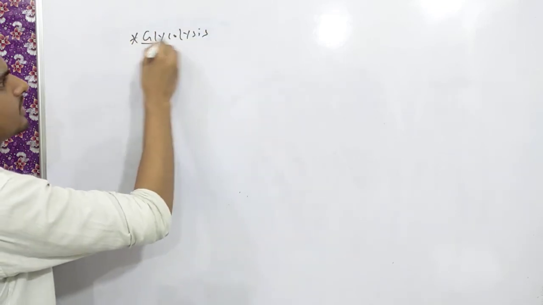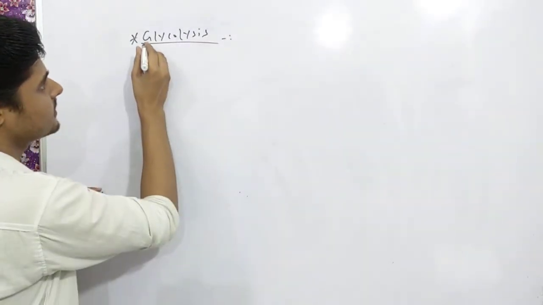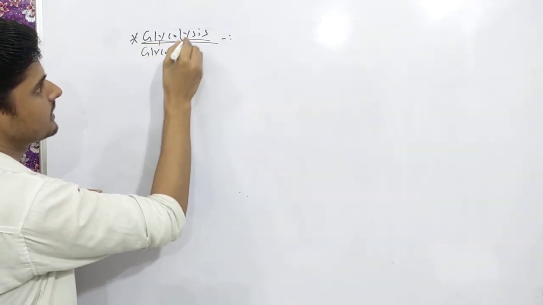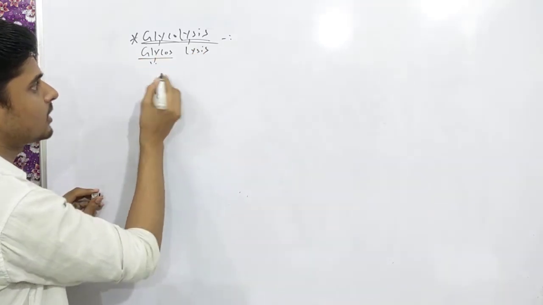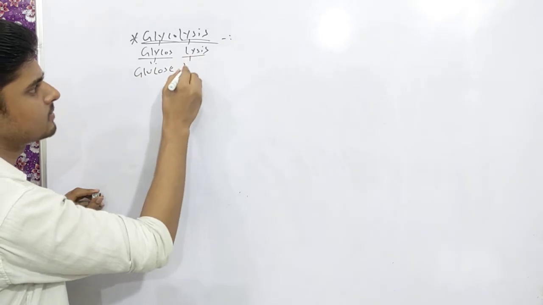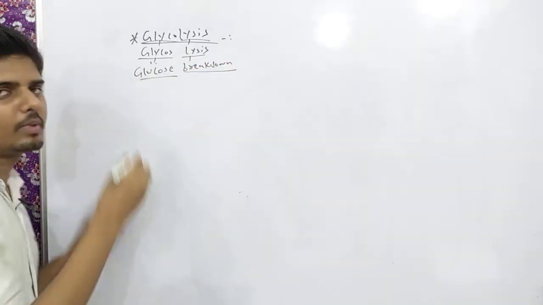So what is glycolysis? As you can predict from its name, glycolysis consists of two Greek words. One is glykos, the other is lysis. Glykos means nothing but glucose, and lysis means breakdown. So the process of breakdown of glucose is called glycolysis.